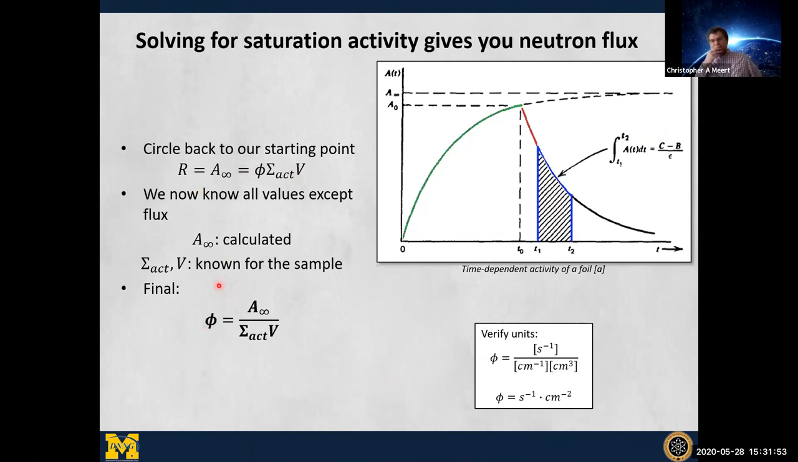So you can imagine this case again, we did not know the neutron flux, but we knew the sample well, and we just ran through an activation process, we ran through a counting process after we removed the foil from the neutron flux, and we used some simple math to solve for that flux. And again, looking at our units, activity divided by the cross section and the volume will get us common units for flux, inverse centimeter squared seconds.